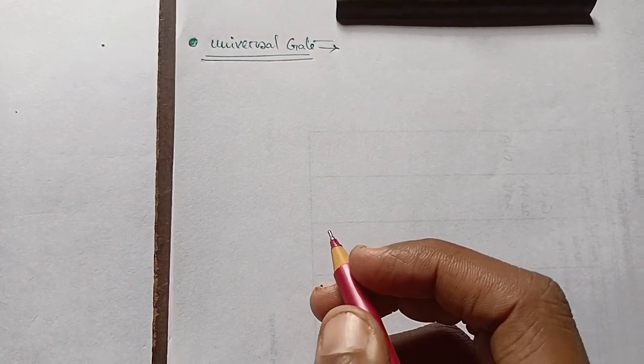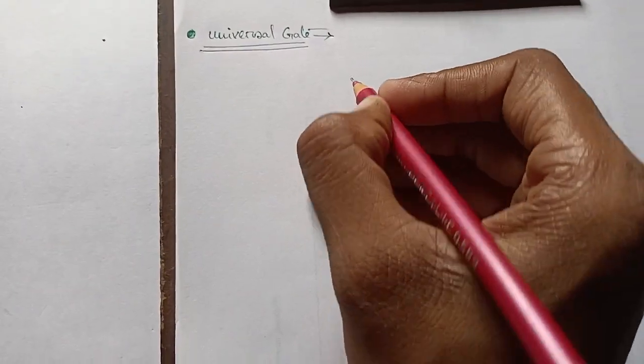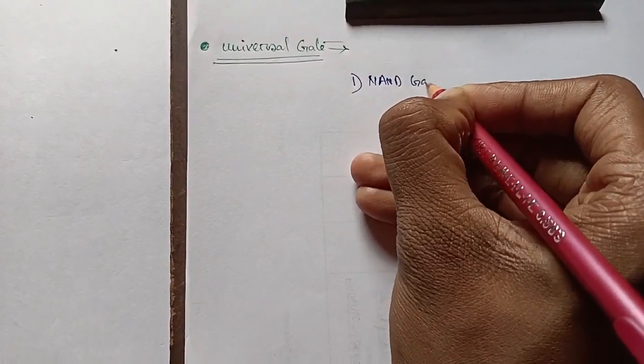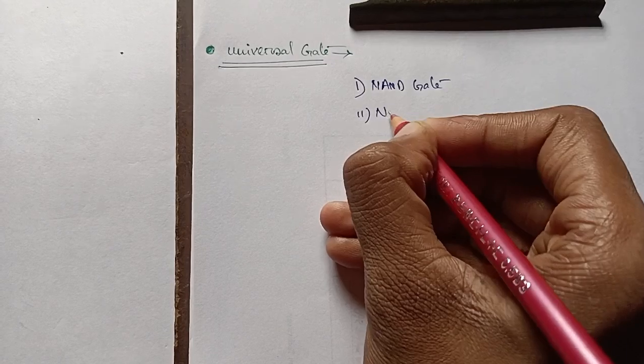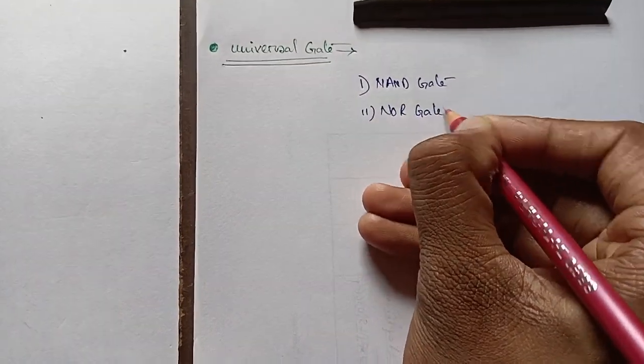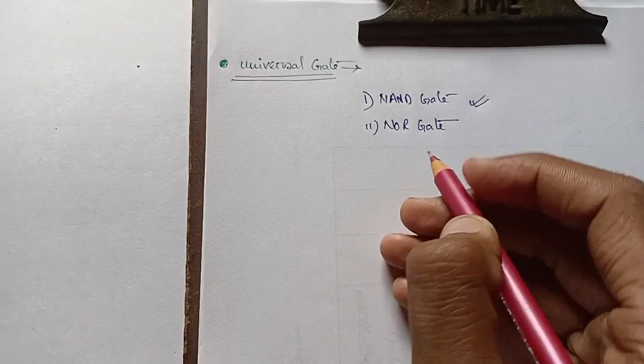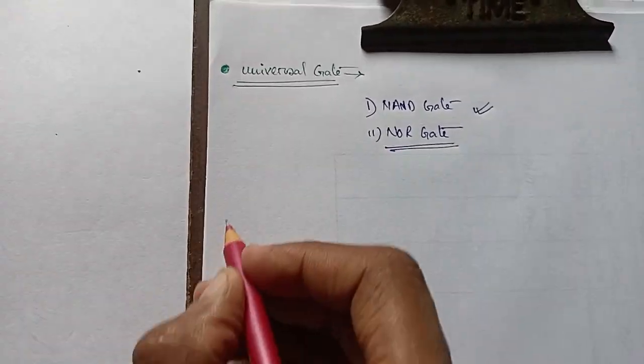So in the previous video we discussed the universal gates. There are two gates called universal gates: one is the NAND gate and the other is the NOR gate. In the previous video we discussed the NAND gate in detail, so now we are discussing the NOR gate.